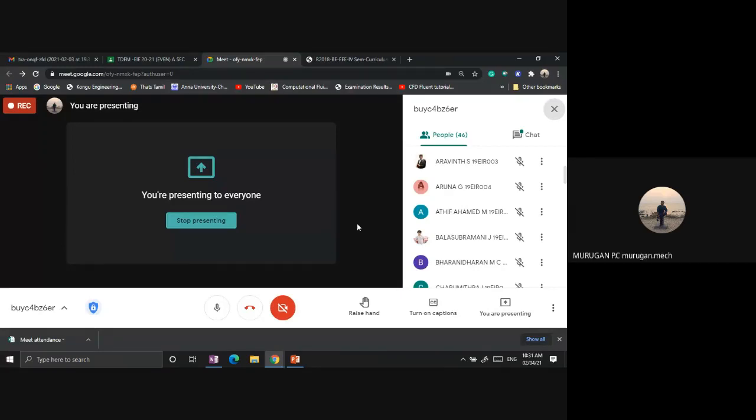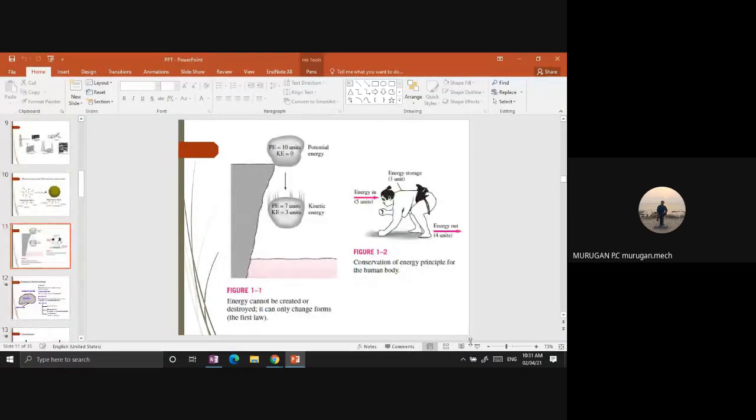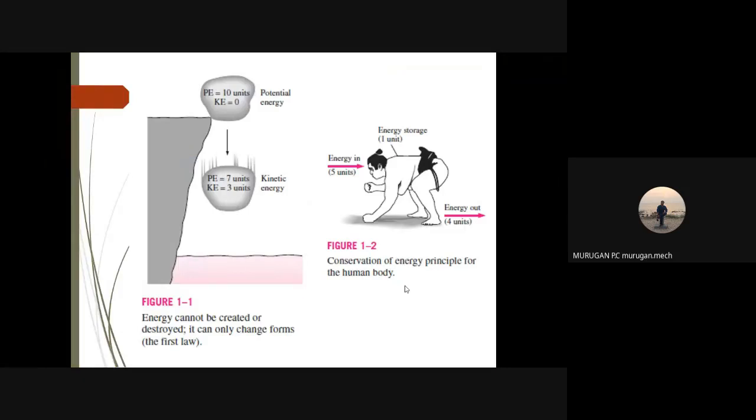So may I continue with the next topic? Yes, sir. புரிஞ்சுதா? Okay, good. Then the next topic. So how can we store energy? Energy நம்ம ஸ்டோர் பண்ணி வைக்க முடியுமாப்பா? எனர்ஜியை நம்ம கிரியேட் பண்ண முடியுமா?